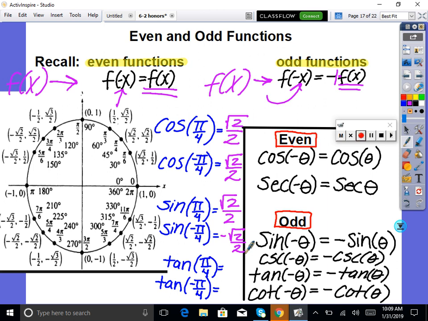Making it odd. Okay, so I do tangent at pi fourths. Now tangent is y over x, so something divided by itself is 1. To test if it's even, odd, or neither, I plugged in negative pi fourths, and then I get negative 1. So that's negative 1 times the original, making it odd. Awesome. Now we're going to use that idea to simplify things very quickly. Yes?